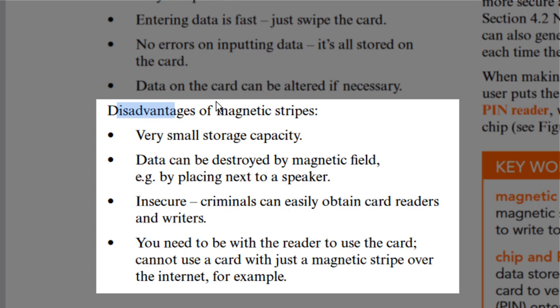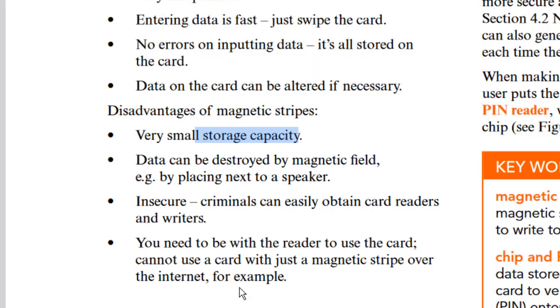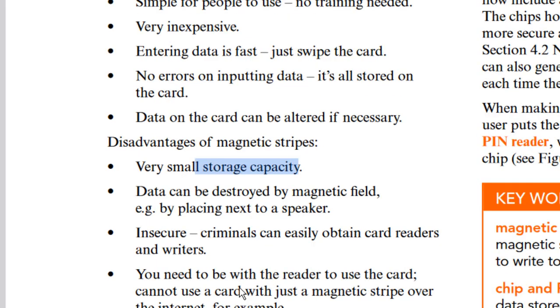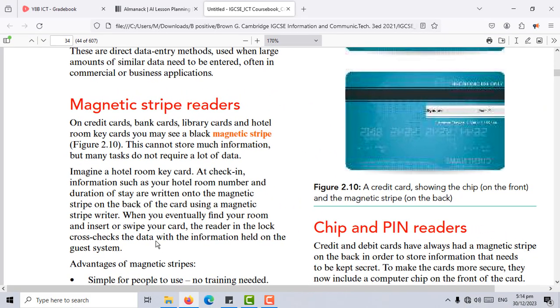What are the disadvantages? They have a very small storage capacity. Data can be destroyed by magnetic fields, for example if you place them next to a set of speakers. They are insecure, as criminals can easily obtain card readers and writers. You need to be with the reader to use the card. You cannot use a card with just a magnetic stripe over the internet. That is the magnetic stripe reader.